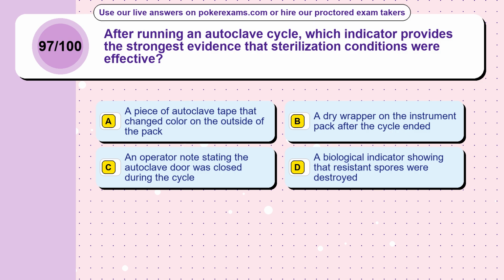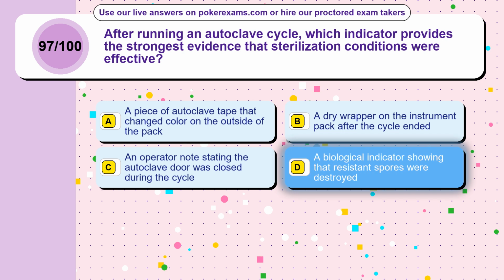Option C. An operator note stating the autoclave door was closed during the cycle. Option D. A biological indicator showing that resistant spores were destroyed. The correct answer is option D. A biological indicator showing that resistant spores were destroyed.